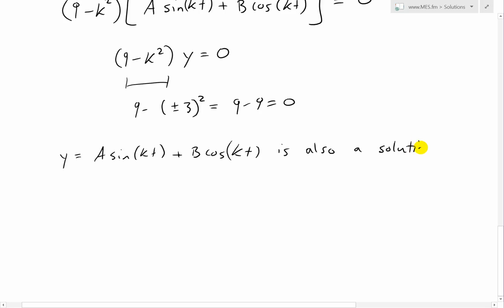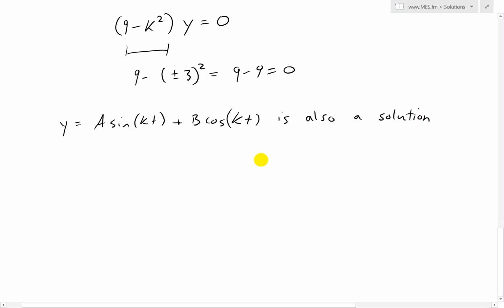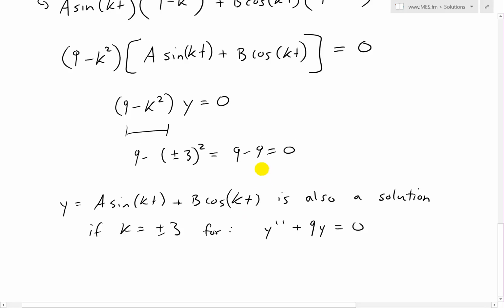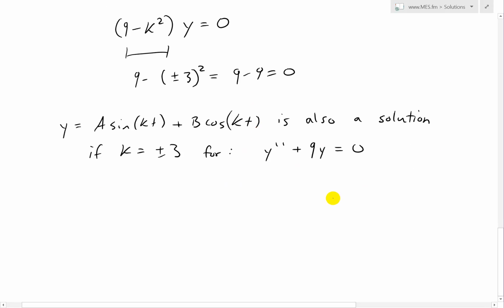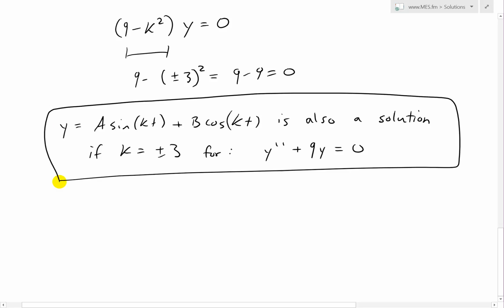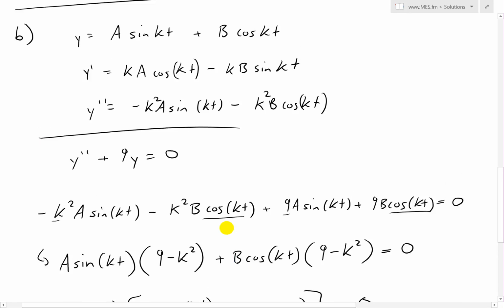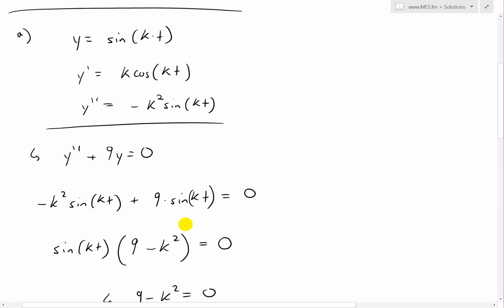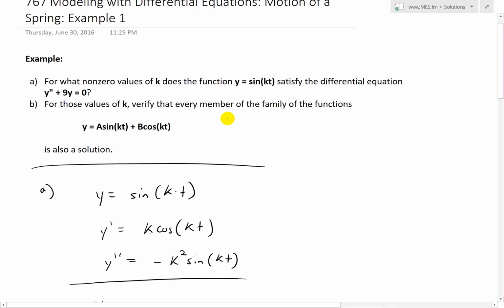I'll write this whole thing down. It's also a solution if k is equal to plus or minus 3. So again, it's a solution for the differential equation y double prime plus 9y equals 0. So that's pretty much it. Hopefully you'll learn from this pretty interesting example on differential equations and how to go about solving them, in this case proving that this trigonometric function is a solution to this second order differential equation. Again, second order because it has this double prime, or the second derivative.